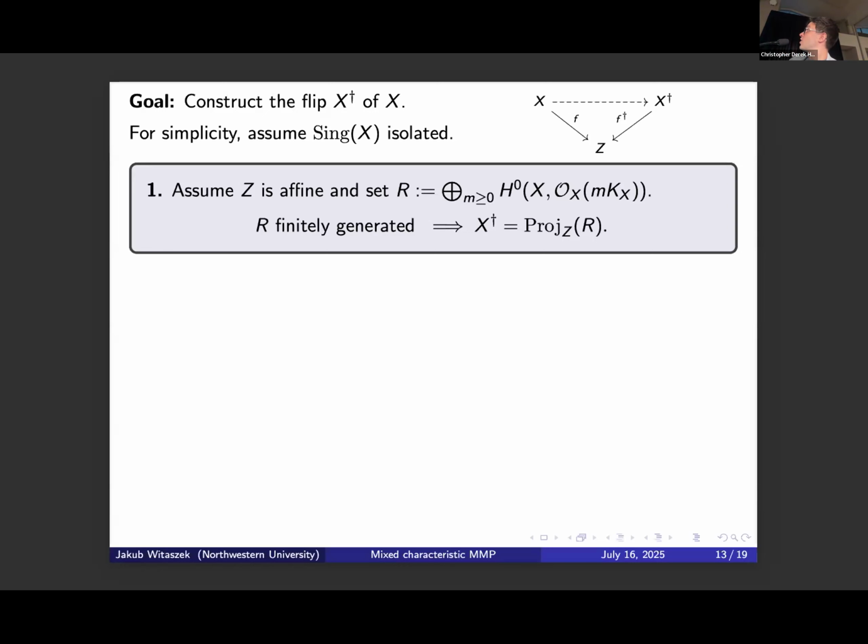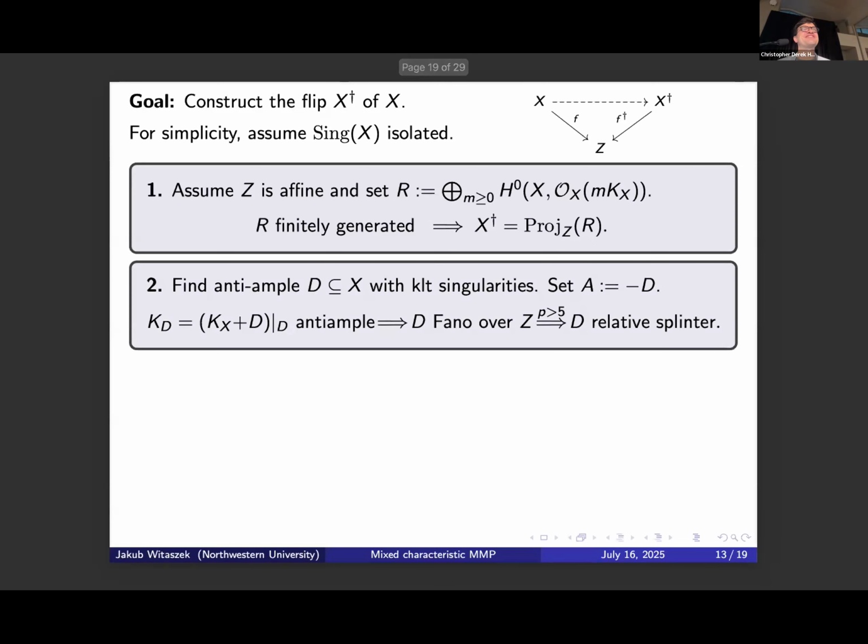Now I'm going to look at the following object, R. I'm going to look at all the sections of multiples of the canonical divisor, non-negative multiples. I'm going to take all the global sections. And now this is in fact a ring, because sections can be multiplied. So I have this ring R. And a very basic result in birational geometry says that if this ring is finitely generated, then the projectivization of that ring over Z, over the base of the flipping contraction Z, exactly gives us the flip. And so our problem is simplified to a much more concrete one. Our goal is to show that this very basic ring is finitely generated.